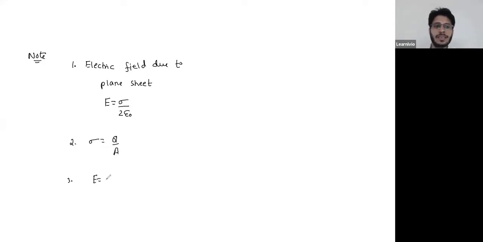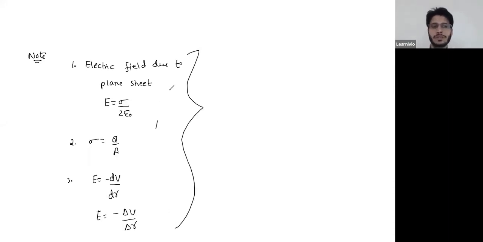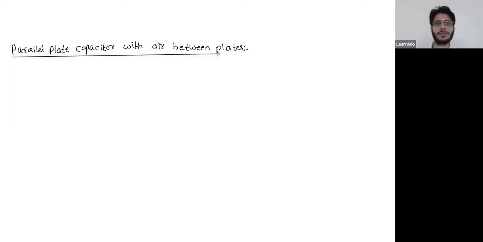Third, we can write electric field as the gradient of potential, dV over dr. Or for a uniform field, you can write this as E equals minus delta V over delta r. I will use these three topics in the next four calculations. You can note it down if you don't remember this. You need these three topics in the next four or five calculations. The next is the parallel plate capacitor with air between the plates. So you have two plates.